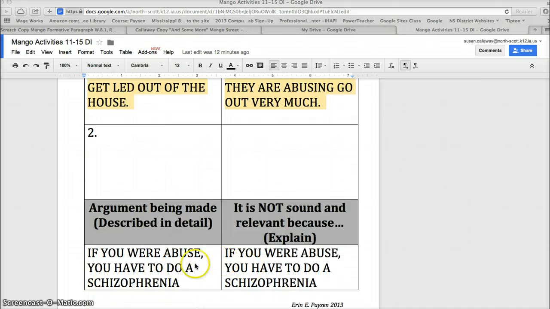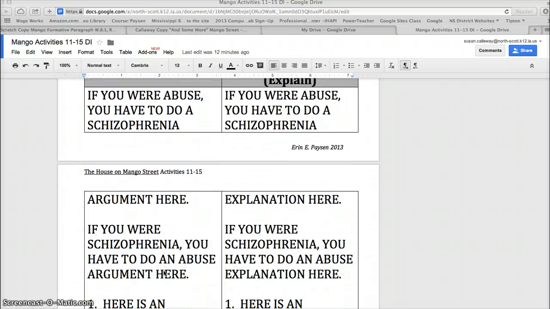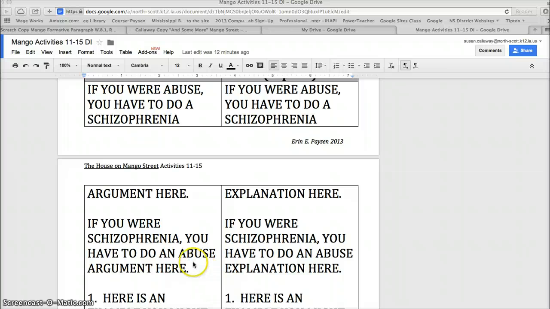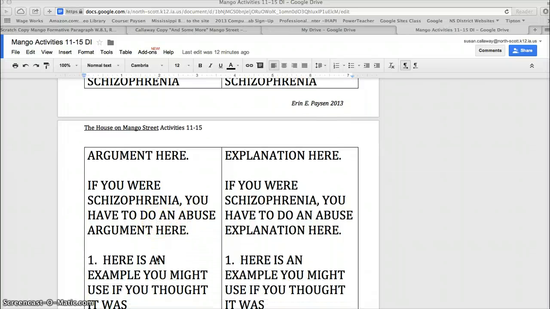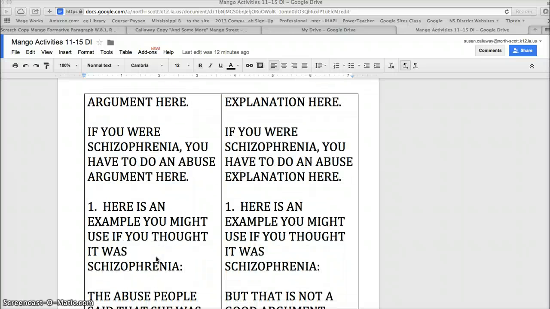Now, the next part is an argument that you didn't think was good. Okay, and again, if you thought it was abuse, you have to do a schizophrenia argument over here that you didn't think was good. But if you're schizophrenia, you have to do an abuse argument here that you didn't think was good. Here's an example that you might use only if you thought it was schizophrenia.